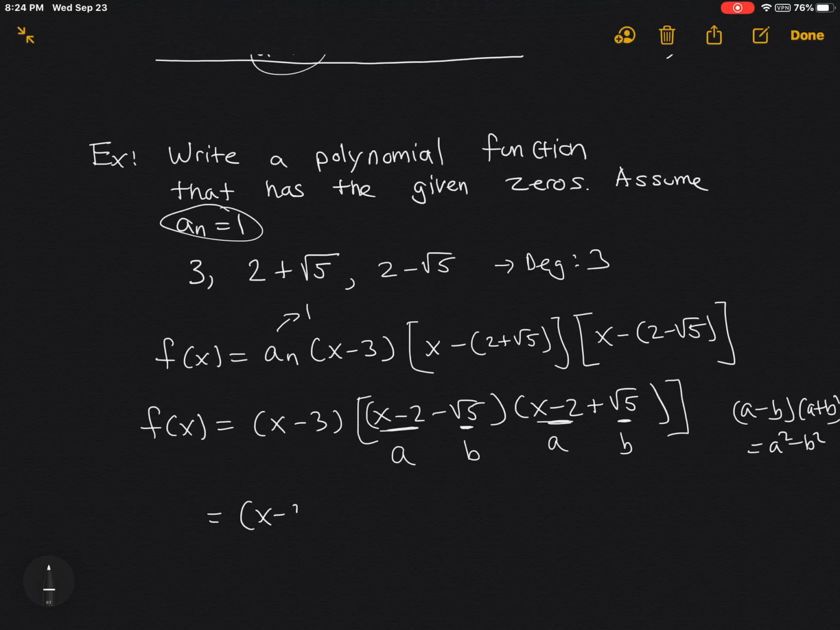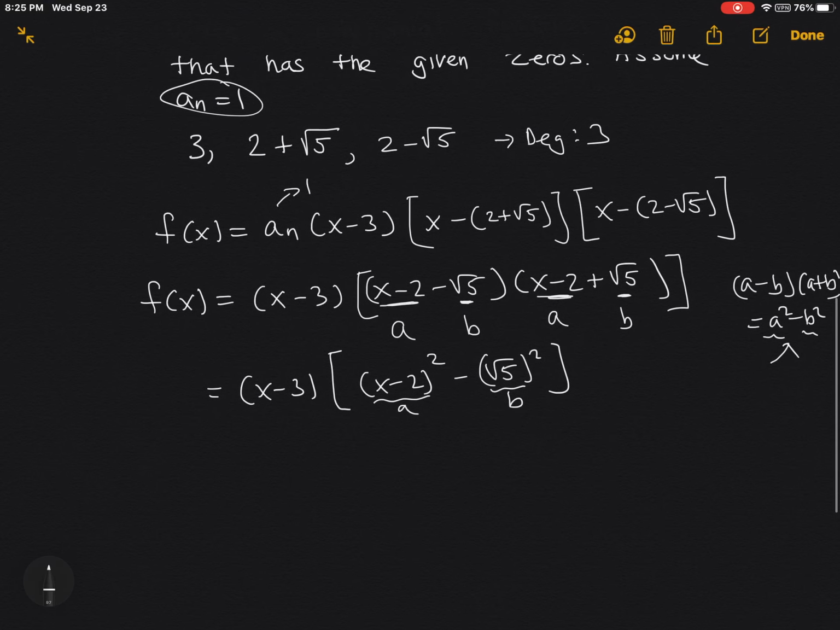Okay, so what I'm going to do on the next line is group my x minus 2. And I know it's just a squared minus b squared, so if that's my a value, it's x minus 2 squared minus root 5 squared. So that's the key line right here. Hopefully you see that this is a pattern of a minus b times a plus b. And if you're able to see that, the result of a minus b times a plus b is just a squared minus b squared. So that's going to make our work a lot less tedious, even though it is tedious to begin with.